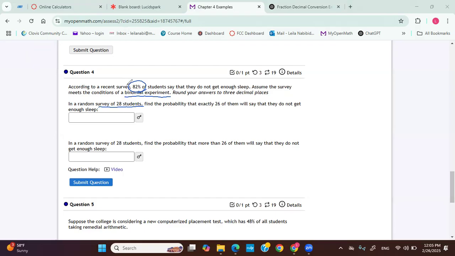Now it says find the probability that exactly 26 of them, out of the 28 students, say they do not get enough sleep. So we have a binomial distribution, and we want to find the probability when x is exactly equal to 26. I hope that you remember the formula for the binomial distribution, which is n factorial over x factorial times n minus x factorial, p to the n minus x, q to the x.